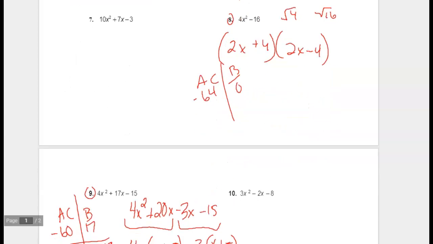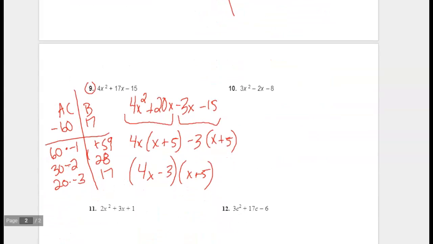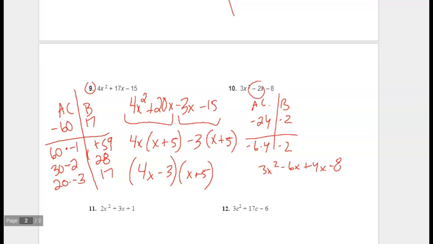One more here. Guess we'll do the one right next to it. So a times c is negative 24. My b is negative 2. So if I do negative 6 times 4, it's negative 24. They add to get negative 2. So I have 3x squared minus 6x plus 4x minus 8. Remember, you're just taking those factors and rewriting them and replacing that negative 2. So they should add to get negative 2.